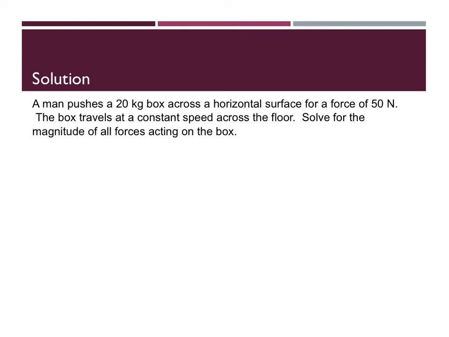To solve this problem, we're going to follow several steps. The first step to approaching any problem is to draw a free body diagram or a force diagram for that object. So I'm going to use my dot here, and I'm going to draw the forces coming off of the object. So this is a man pushes a 20-kilogram box across a horizontal surface with a force of 50 newtons. So I know that the applied force that he's using here, so F applied, is 50 newtons.